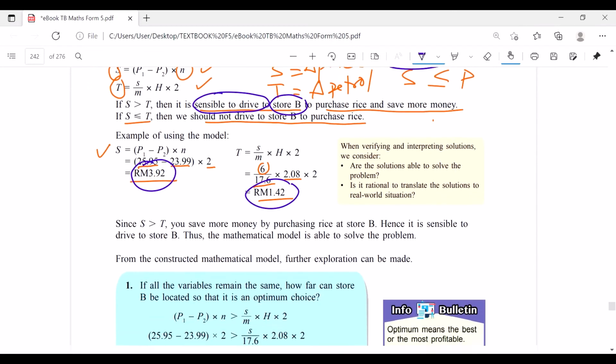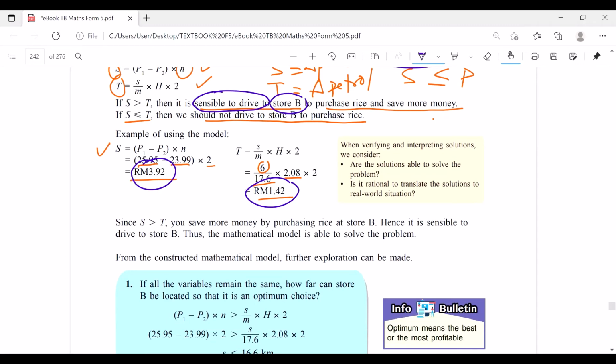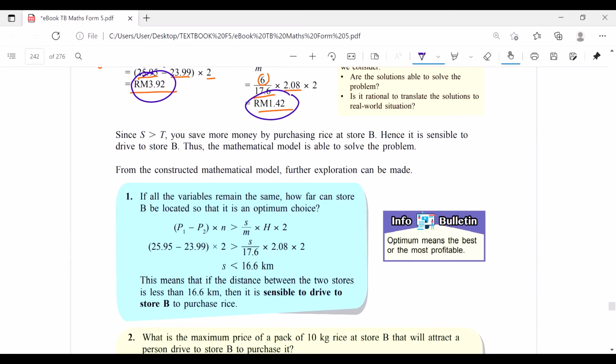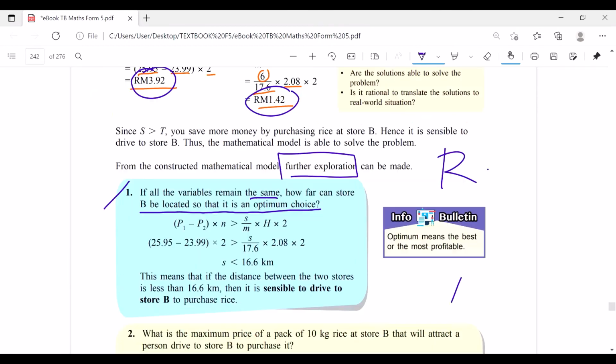But if you calculate and it is less, so better not. You actually lose money. Okay, if the variables remain the same, how far can store B be located so that it is an optimum choice? This is another one. Further exploration. You can use this model.